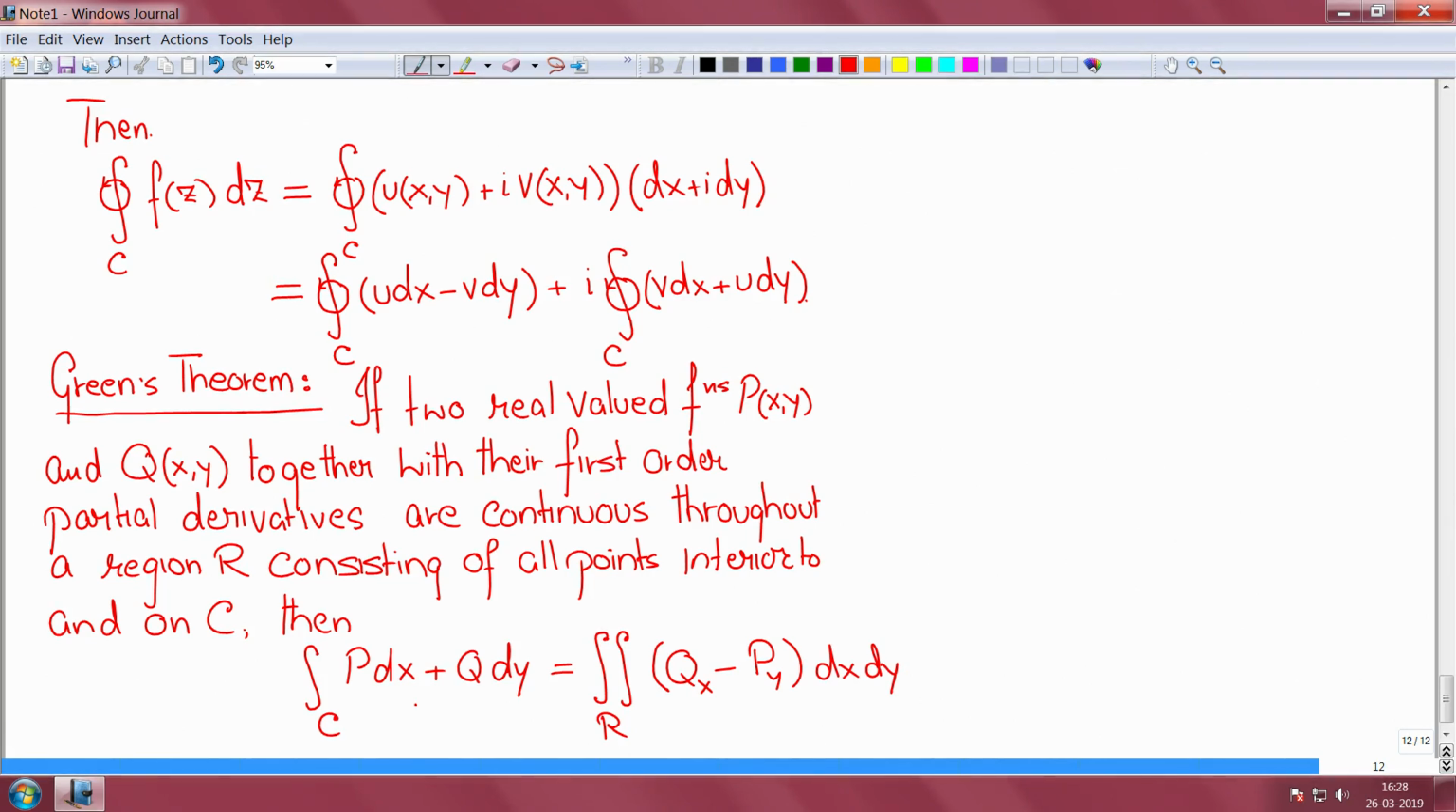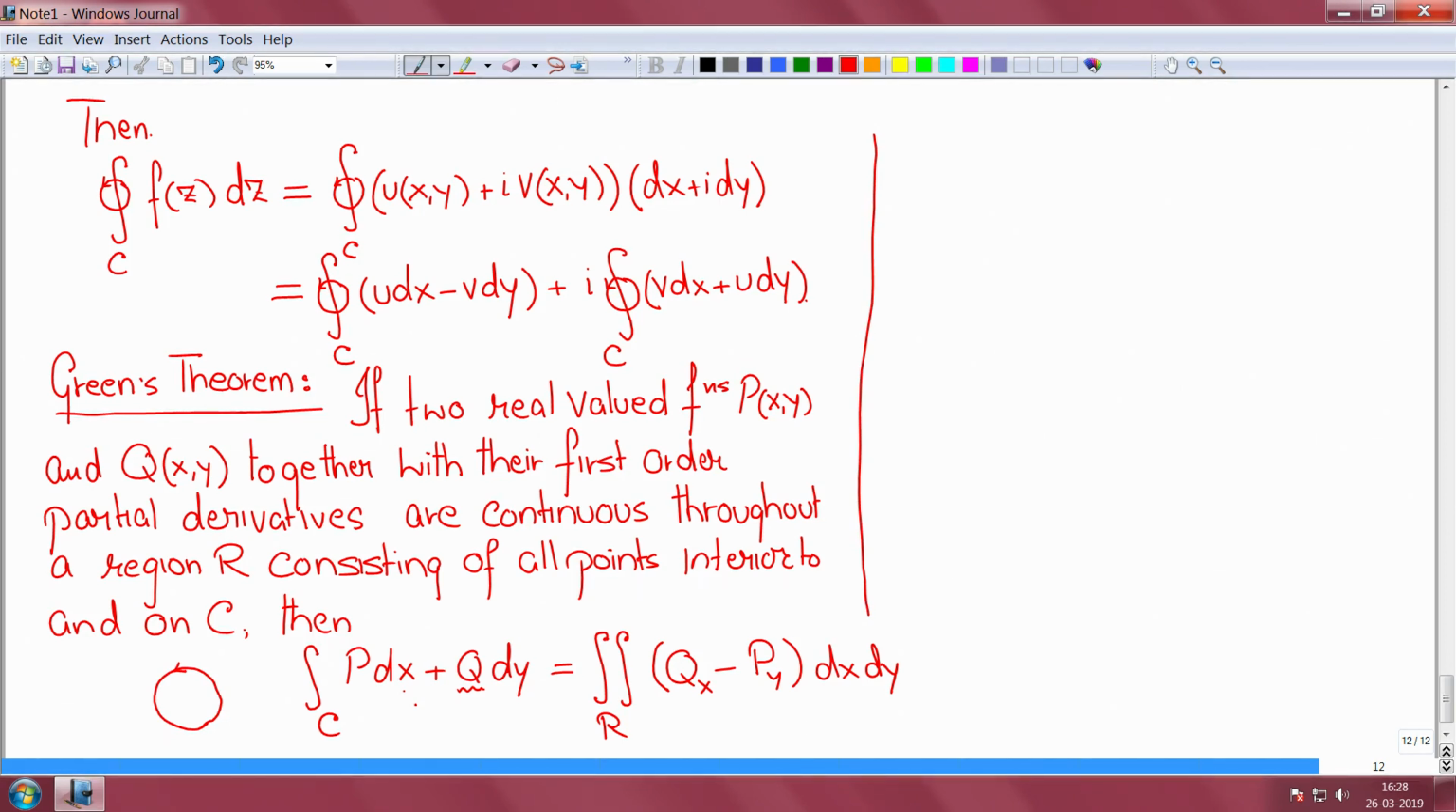Okay, this is the result. You can see if you have P dx and Q dy, it is Q partial x minus P partial y. This is a very useful result. The line integral is done in the counterclockwise direction. Now, how do we use this result for us?